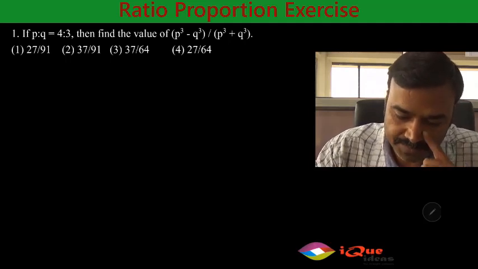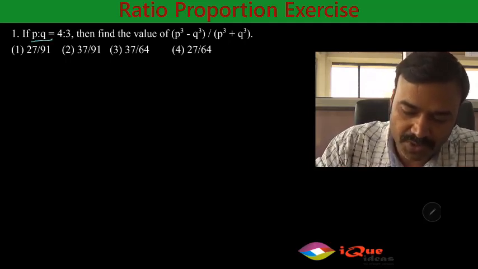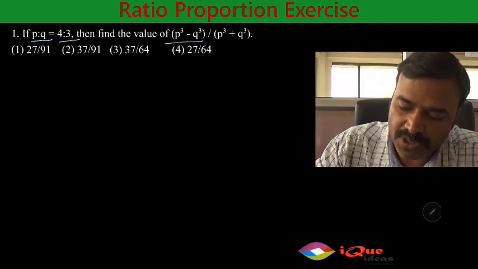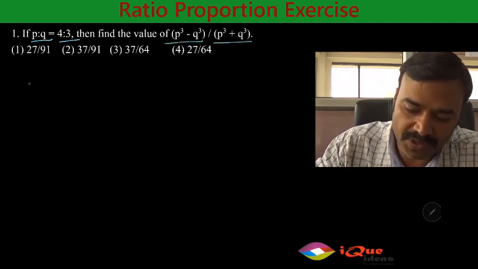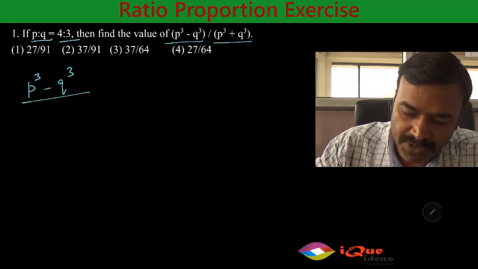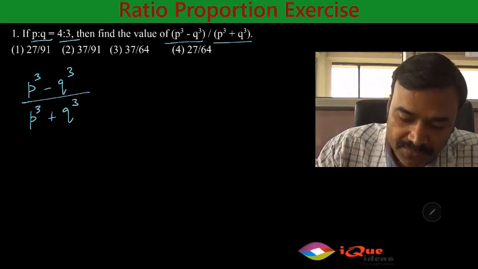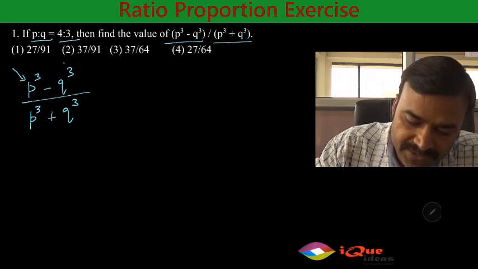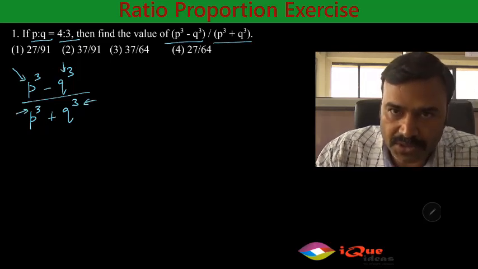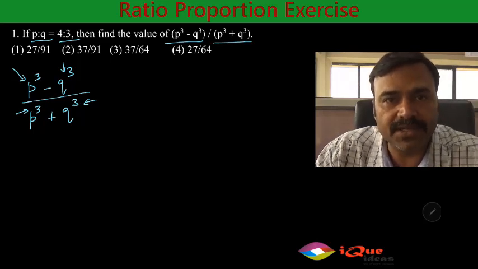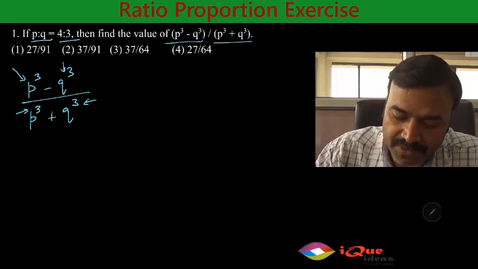The first question says, if P is to Q is 4 is to 3, then find the value of P cube minus Q cube upon P cube plus Q cube. So I hope you remember P cube minus Q cube divided by P cube plus Q cube. You do not need to do any simplification. Just remember to check whether all the powers are same or not. Here you can see that all the powers are 3. In all the terms, the total power has to be exactly the same. Here all the terms have same power, 3.